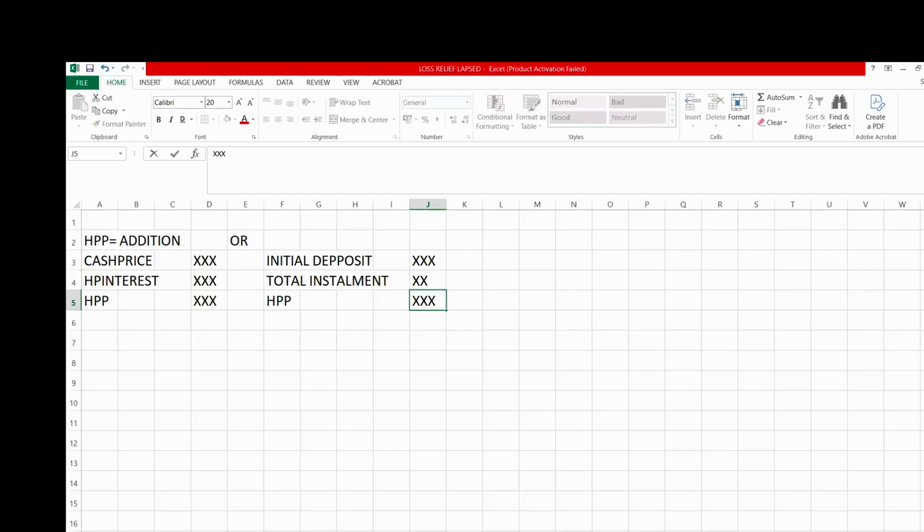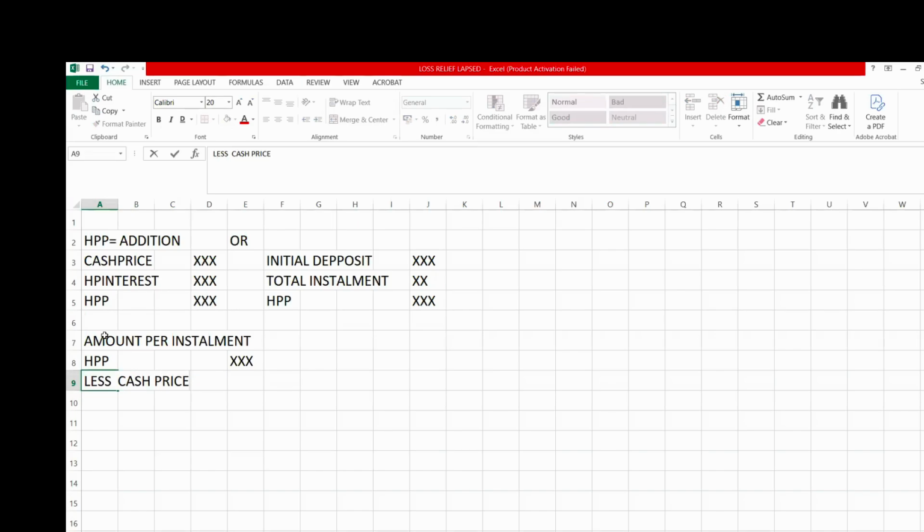So when you know the hire purchase price, we can use it to determine the amount that will be paid at each installment. Amount per installment. How do we determine the amount per installment? We have our hire purchase price, which we know already. You now less your cash price.